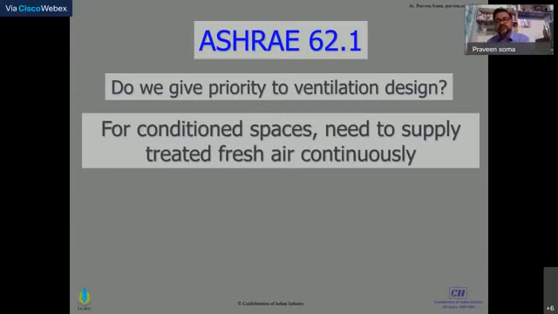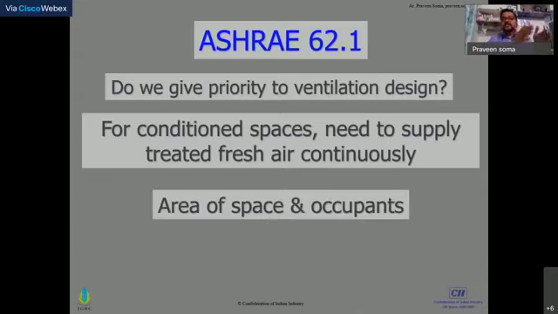So what ASHRAE does is, according to space, area, and occupants, you must provide fresh air continuously. You cannot say whenever you want, we'll open the damper. No, it is continuous, every second, every minute. Because I told you already, we are breathing and exhaling close to 10,000 liters. You cannot close your mouth for even a few seconds.